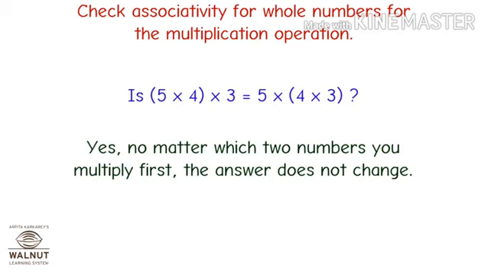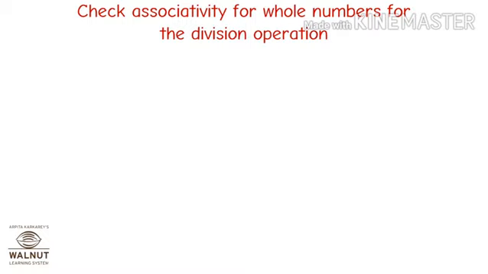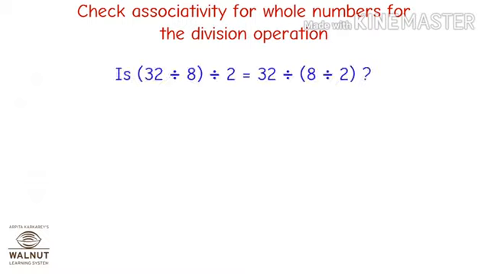Let's check associativity for whole numbers for the multiplication operation. Is (5 × 4) × 3 equal to 5 × (4 × 3)? Yes, no matter which 2 numbers you multiply first, the answer does not change. So, multiplication is associative. Now let's check associativity for whole numbers for the division operation.